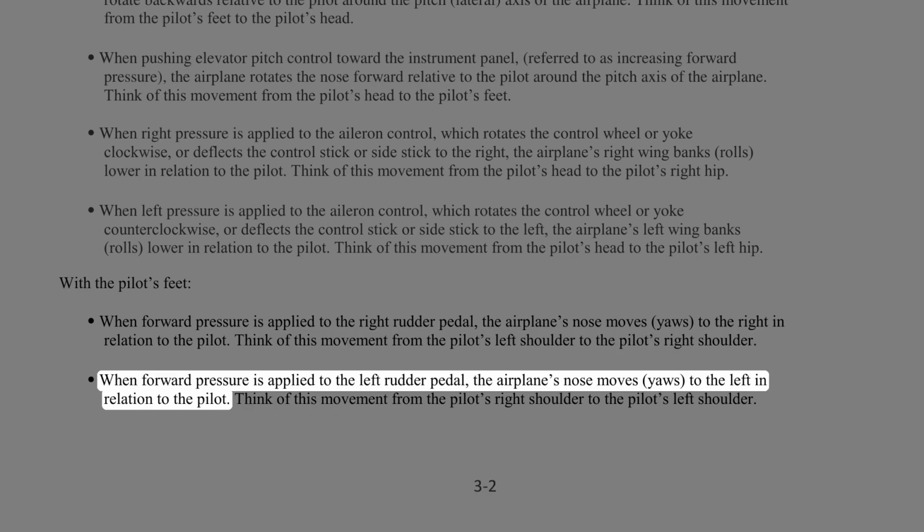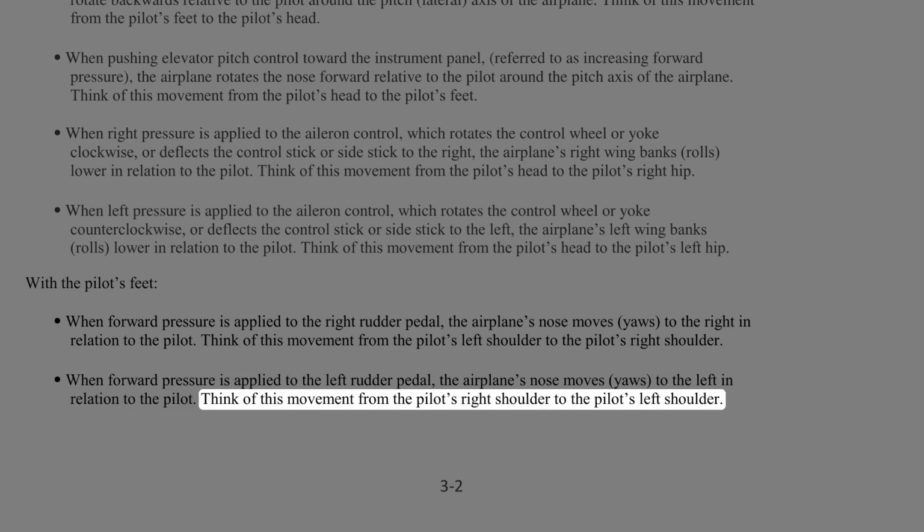When forward pressure is applied to the left rudder pedal, the airplane's nose moves, yaws, to the left in relation to the pilot. Think of this movement from the pilot's right shoulder to the pilot's left shoulder.